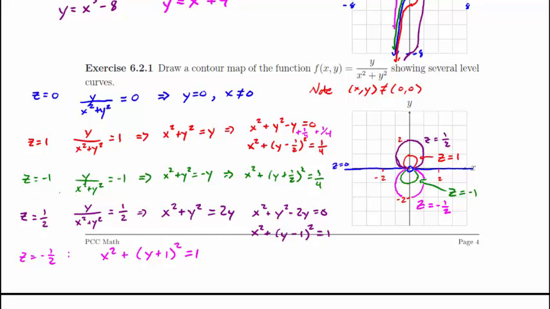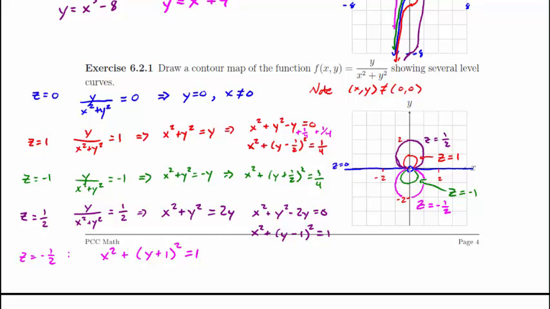If z equals -1, then we get y over x squared plus y squared equals -1, implying that x squared plus y squared equals -y. We can go ahead and reorganize this and complete the square. We can also think by symmetry of what we just saw above, that we're going to get x squared plus (y plus 1/2) squared equals 1/4. This gives me this green circle here that's shifted down -1/2.